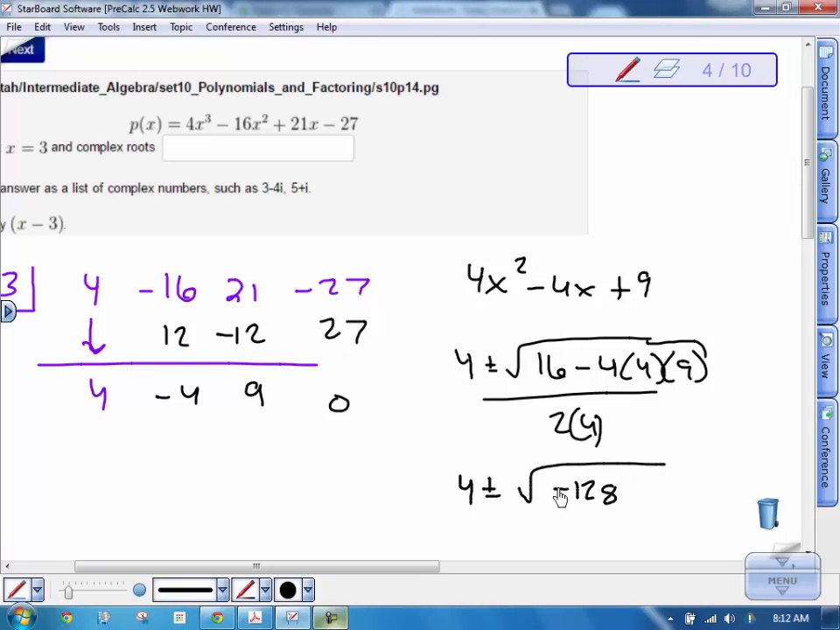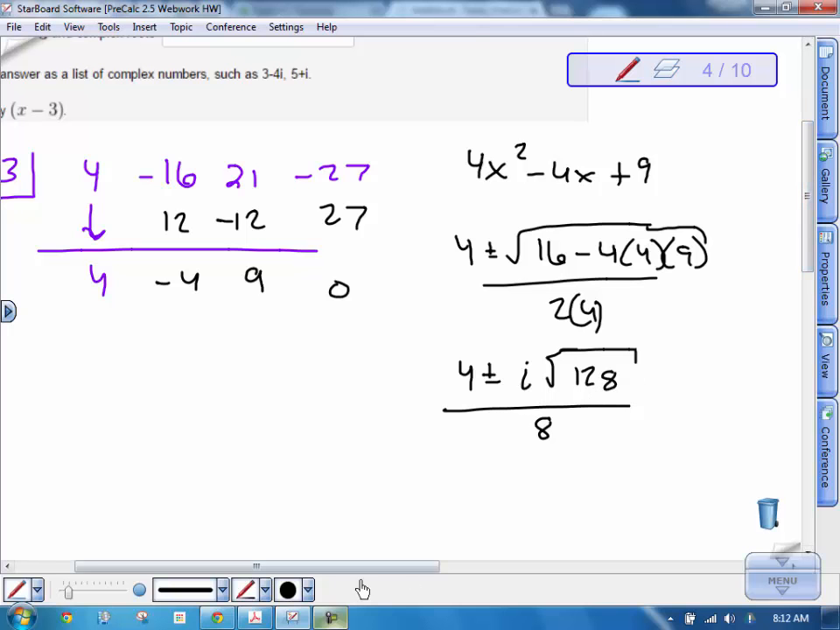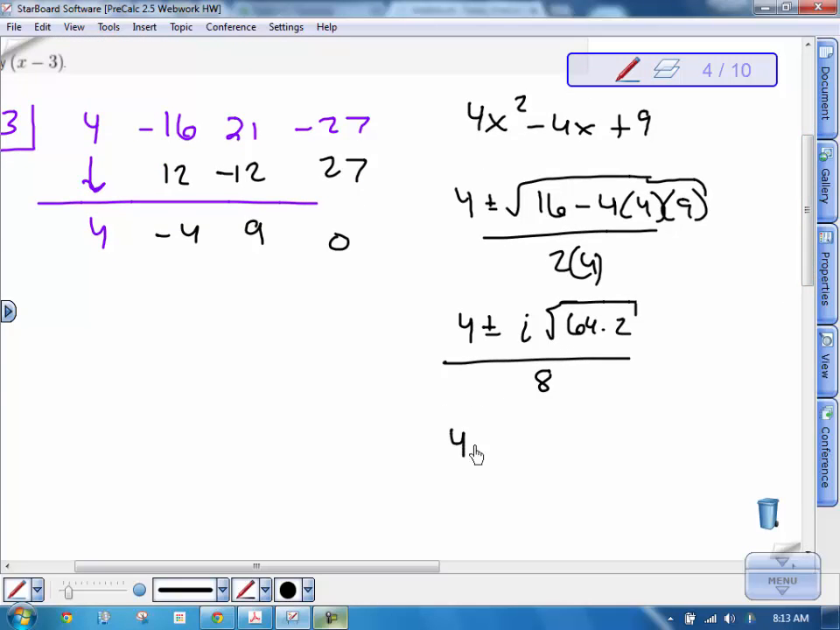Obviously, I can take out the negative sign and make that i. I just need to simplify the square root of 128 now. Guessing it simplifies, so let's try to find a perfect square that comes out of it. 64 times 2 we can make it. That's the biggest perfect square. And then it'd be 4 plus or minus i. The square root of 64 is 8, so it'd be 8i square root of 2 over 8.